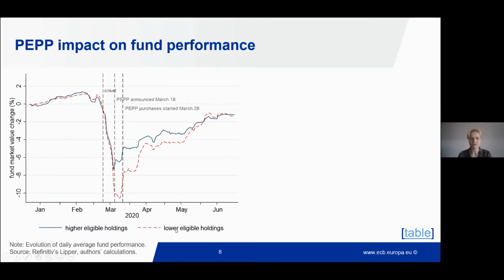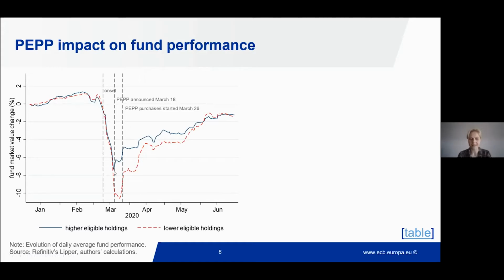These are two groups of funds that we look at. And what you see is that their performance was remarkably similar, not only before the onset of the crisis, but also as these large withdrawals began in March, all the way until mid-March. The performance is extremely similar between these two groups of funds.